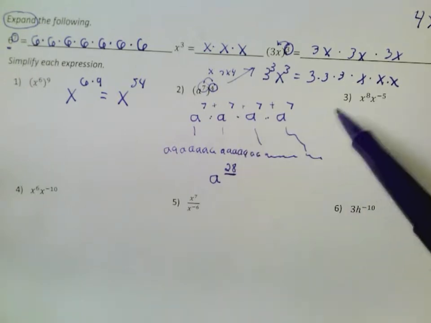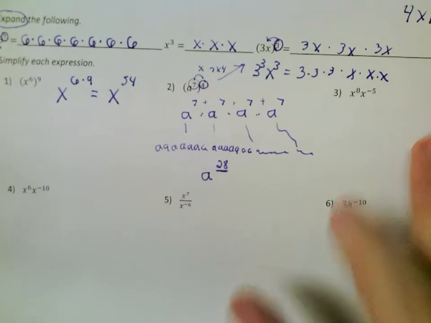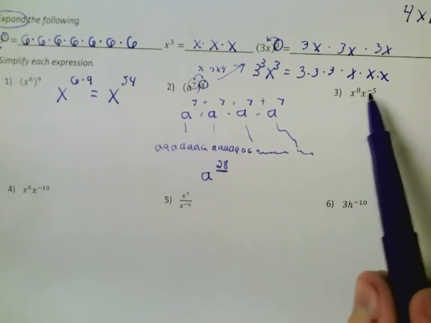Now in this next problem, along with problem 4, it's really cool because you have a couple different rules here. First off, you could look at this and say I have an x and an x.